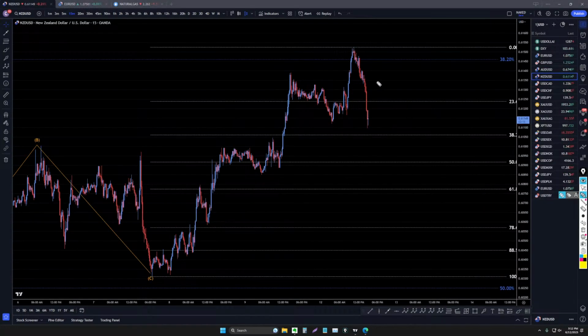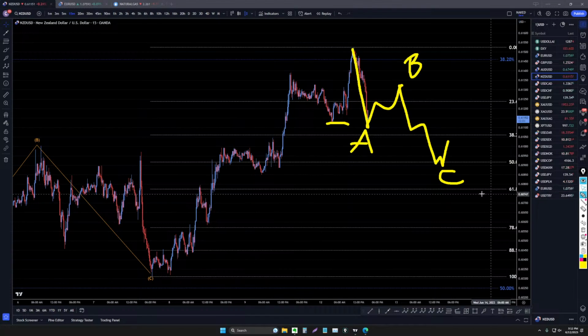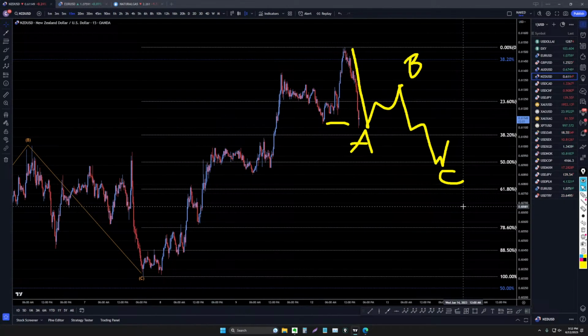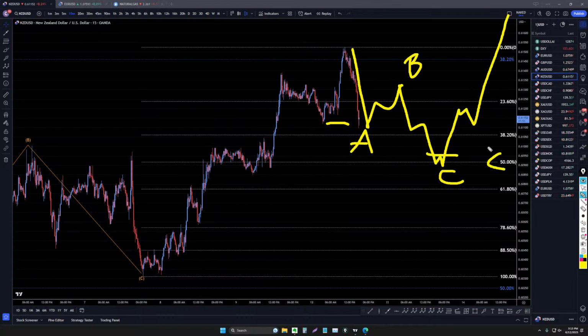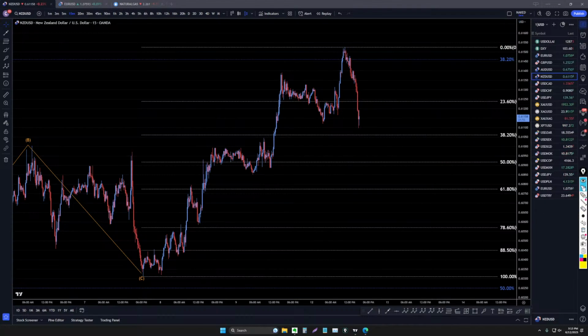The Kiwi is very weak. It has been weak. It broke structure to the downside, so it probably is a wave A. Probably eventually today it'll start drifting up for a B, and then probably down again tomorrow for a C. Probably right down to one of these Fibonacci levels. Maybe the 50% before we get that impulsive move up, break of structure, and the continuation of the uptrend.